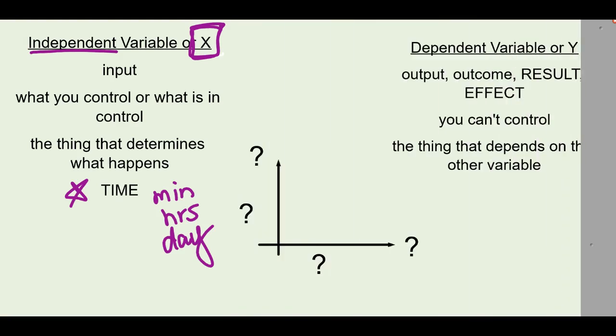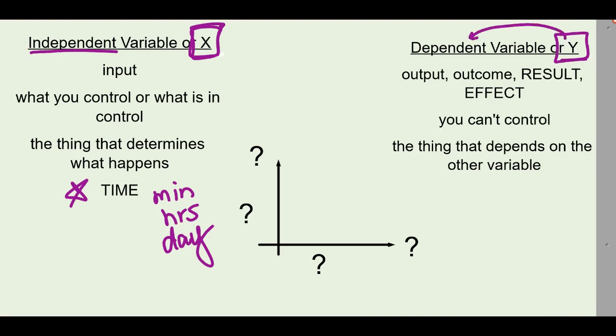And then the dependent variable, so put in the parentheses y. Y is always the dependent variable. And that in your story problem is going to be the outcome or the output or the result or the effect. You can't control it, it's just the thing that happens. Okay? It's what happens as a result of the independent variable. So it's the thing that depends on the other variable. So we're talking about the relationship between two variables. X is the kind of the thing in control or the thing you can control in the situation. Y is the thing that's just the outcome or the result of that happening.